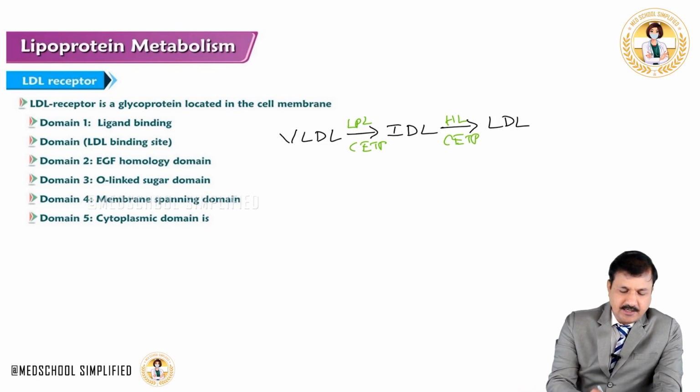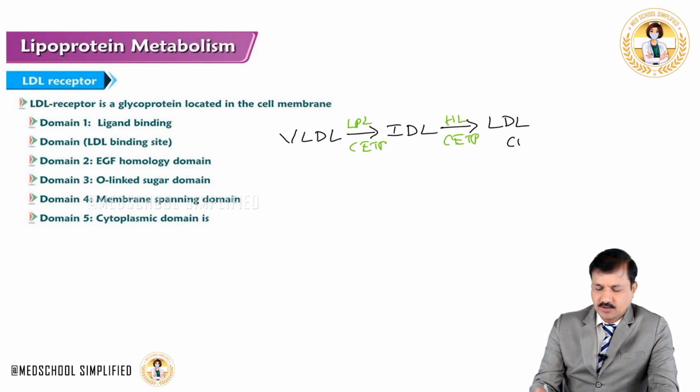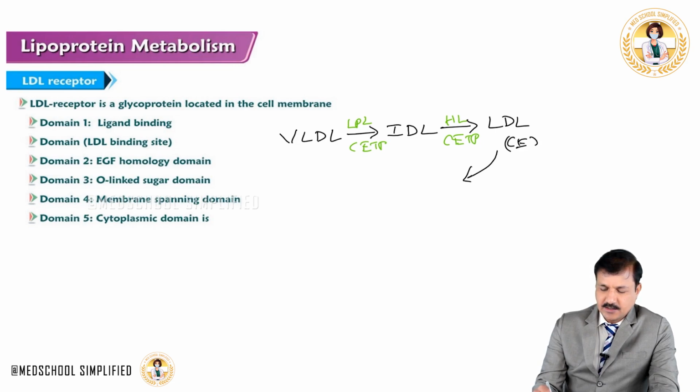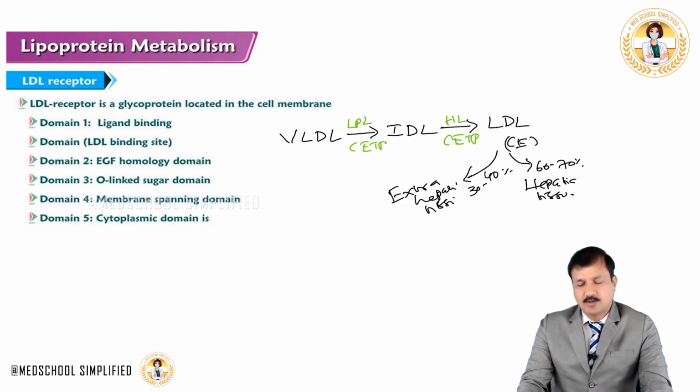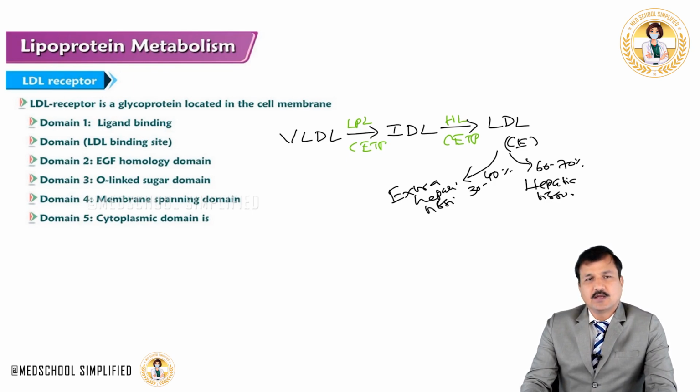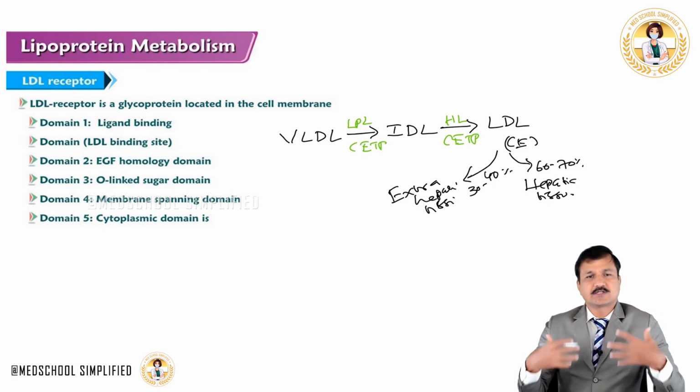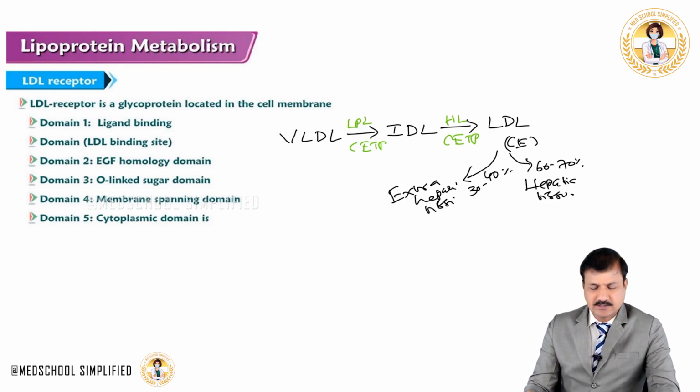Now the LDL that is made here in the circulation is rich in cholesterol ester. Around 30 to 40% of it is taken up by the extrahepatic tissues, and 60 to 70% of circulating LDL is taken up by the hepatic tissue. So this is what briefly we have seen in our previous lecture, although I explained a lot of details and diseases in that. Just to know where we were.